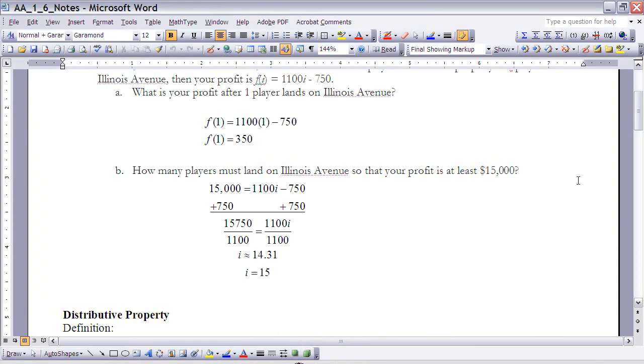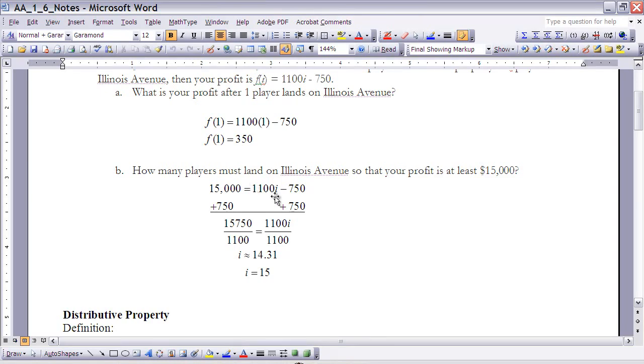Part B says, how many players must land at Illinois Avenue so that the profit is at least $15,000? So now what I'm doing is I'm solving this function for when the function's value is 15,000. So I'm plugging 15,000 in for f of I. So I have 15,000 is equal to 1,100I minus 750, and now I'm going to go through and solve that.